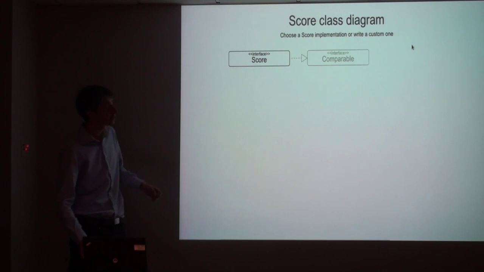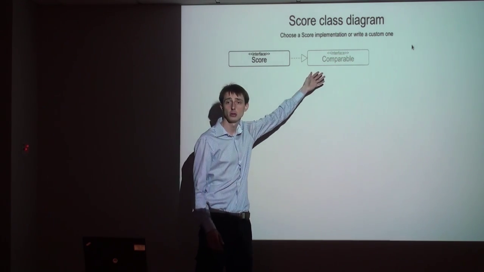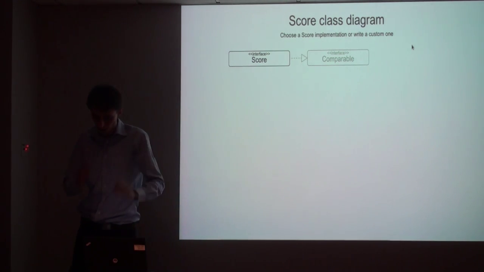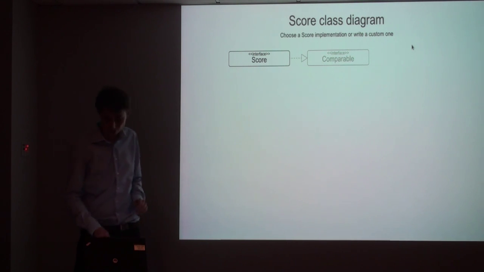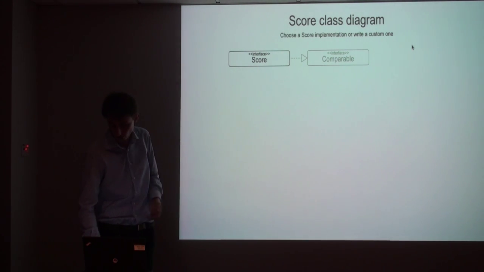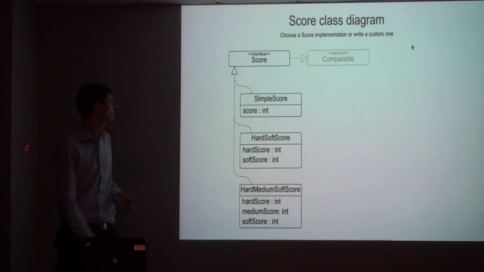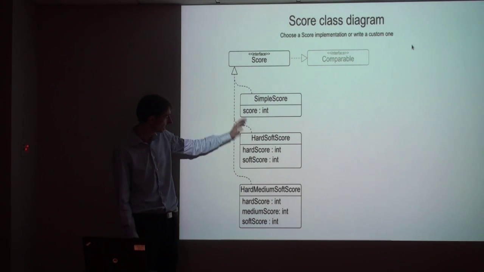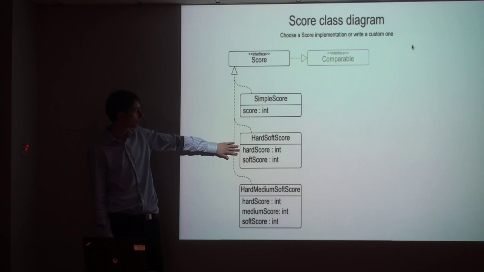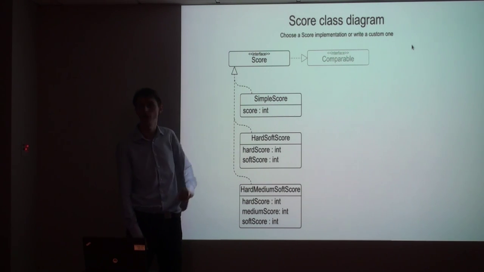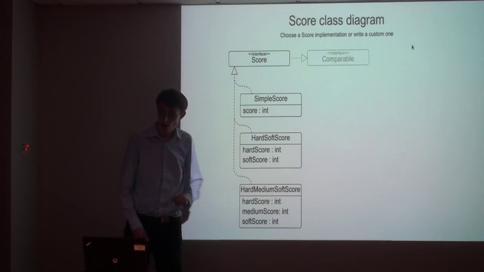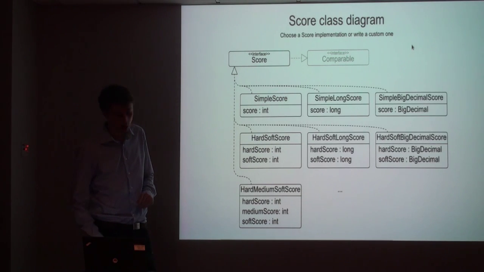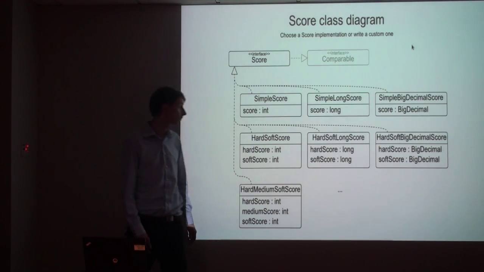In Planner you have the score interface, which is basically just a comparable with an add and subtract method. And you can implement this yourself, but why would you if you can just use one of the built-in things? Most of the 90% or 95% of the users use a hard and soft constraint one with ints. We have this in doubles and big decimals and so forth.